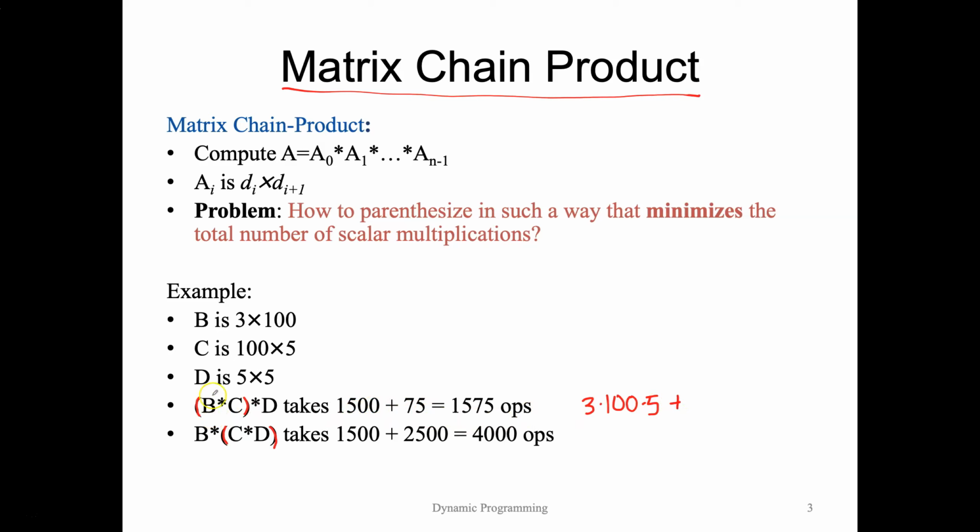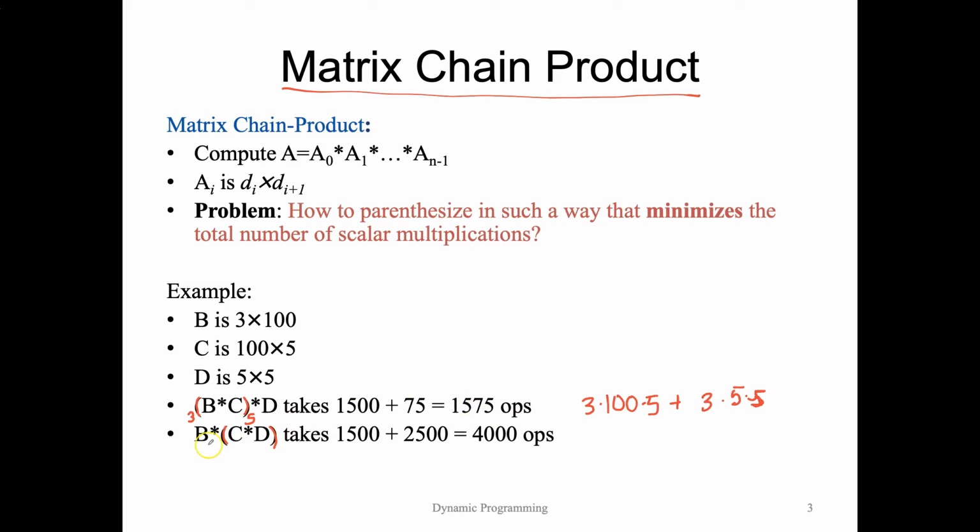plus, now that we have B times C, how much does it cost to multiply this larger matrix, which is now a 3 by 5 matrix, with D? And this will be, again, the product of their dimensions. So 3 times 5 times 5. And what we get is 1,500 some operations.